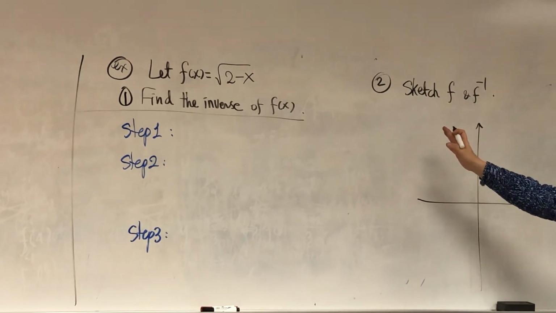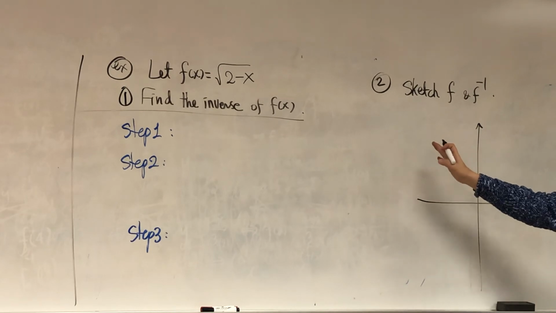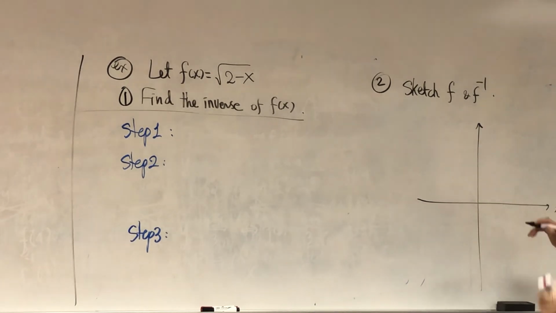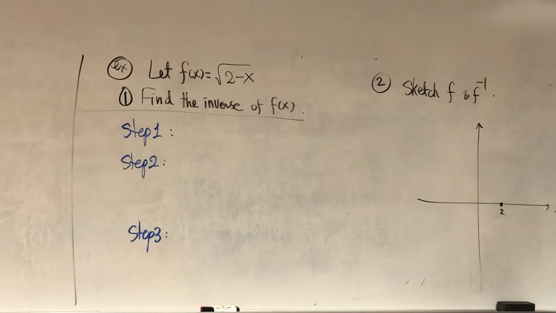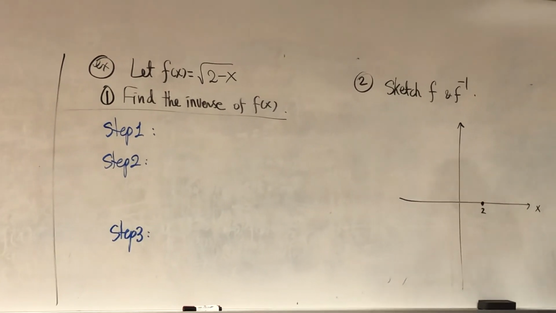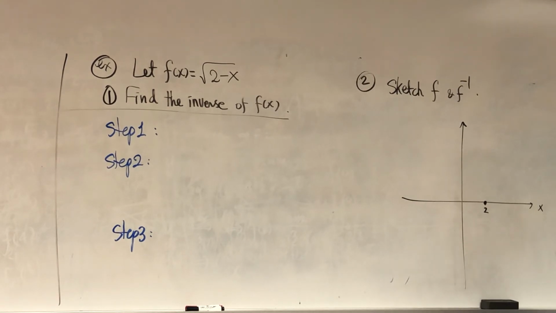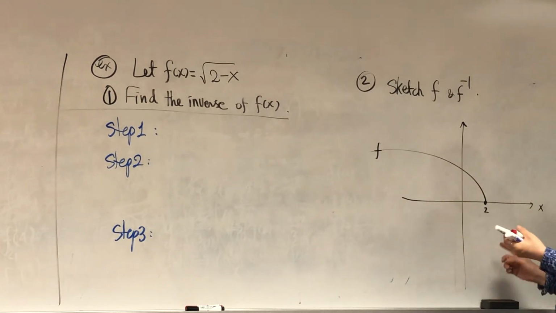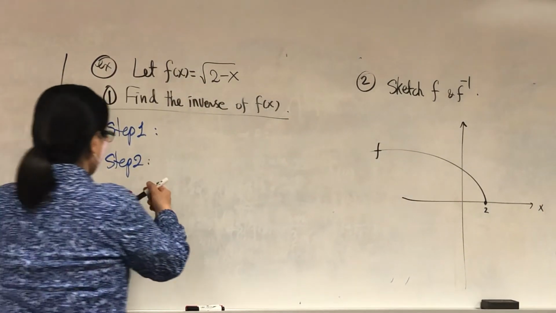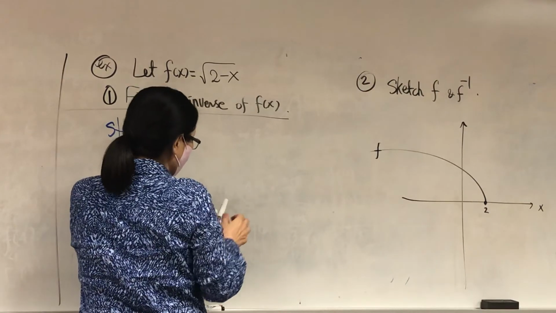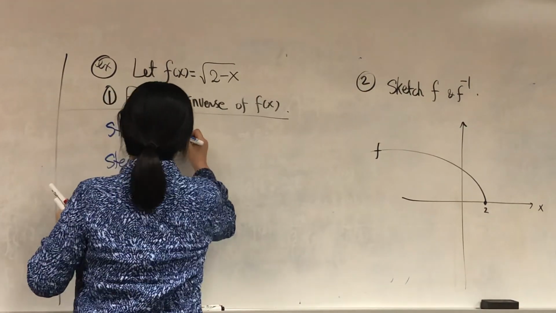y equals... Good job. Here's the vertex. Does it go to the left or right? To the right. To the left. We already discussed, right? This is your f. Now, this graph is 1 to 1 or not? Yes, it is 1 to 1.